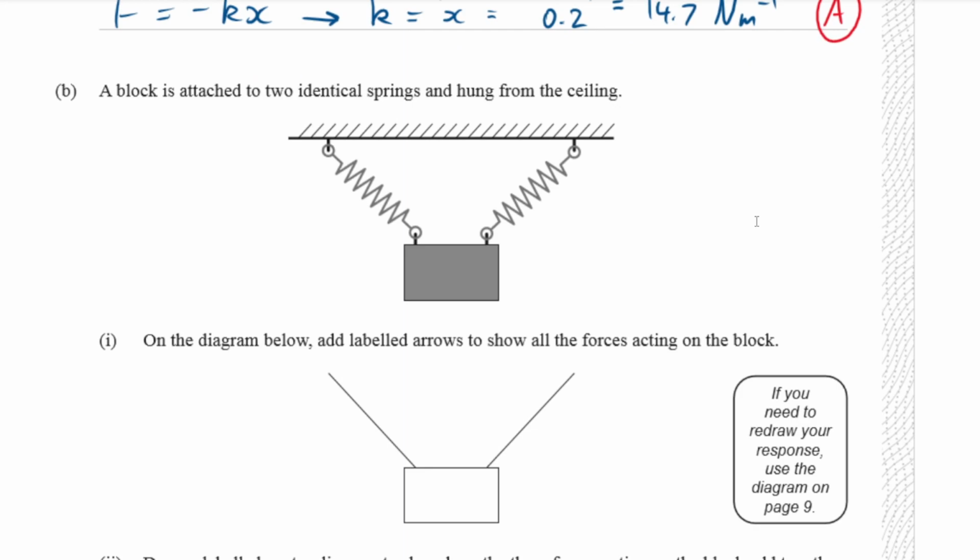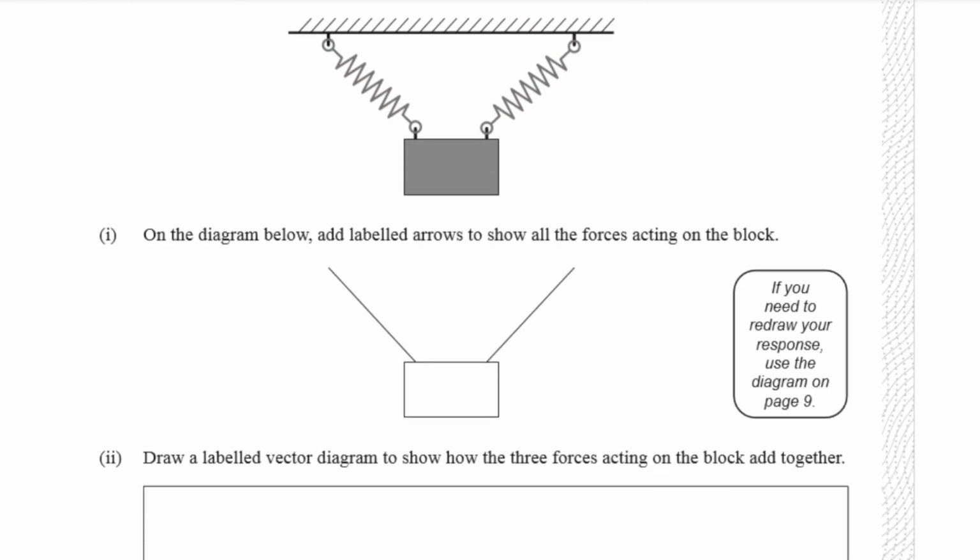Question B. We have a block, wonderful, attached to two identical springs and hung from the ceiling. Just by inspection, it looks like the springs are the same length, and it looks like the distance of the connection points are equal. So let's assume that. On the diagram, add labeled arrows. Labeled meaning we give the name, or like a shorthand, to show the forces acting on the block.